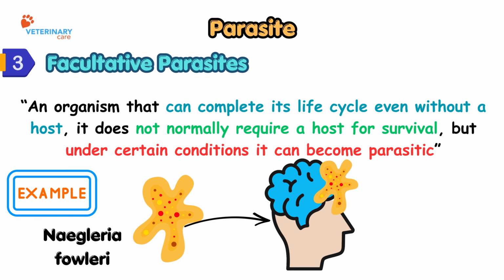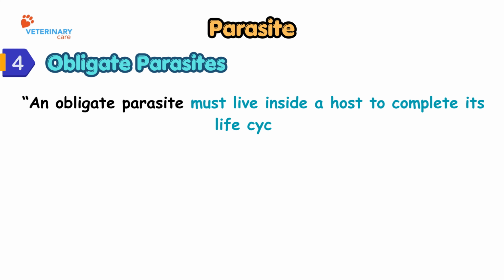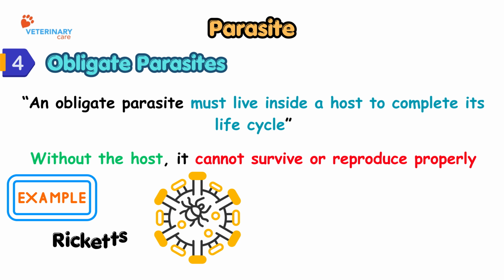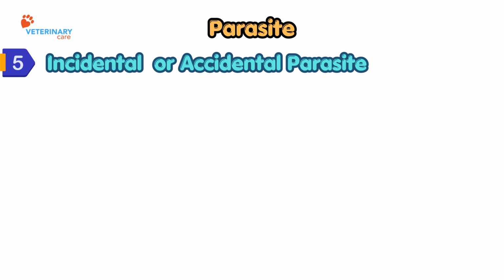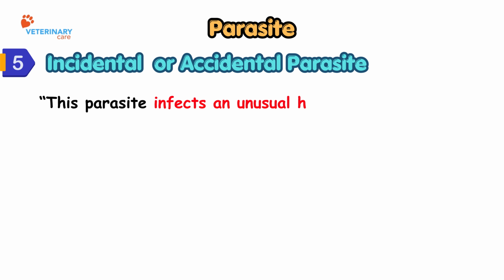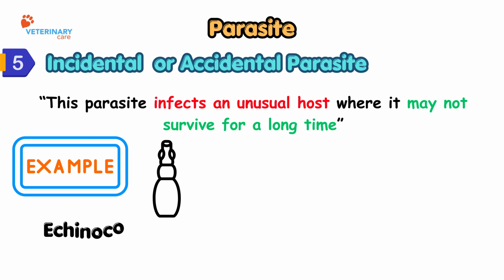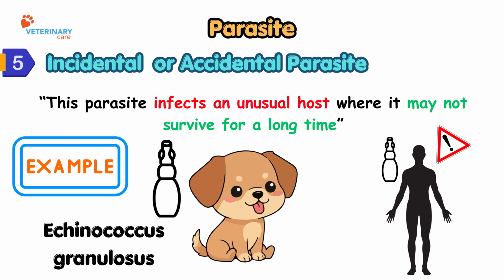In contrast to facultative parasites, we have obligate parasites. An obligate parasite must live inside a host to complete its life cycle. Without the host, it cannot survive or reproduce properly. An example is Rickettsia, which grows inside eukaryotic cells. Next comes the incidental or accidental parasite. This parasite infects an unusual host where it may not survive for a long time. For example, Echinococcus granulosus commonly infects dogs, but humans may become accidentally infected.